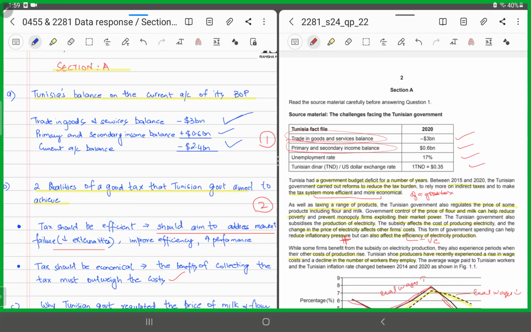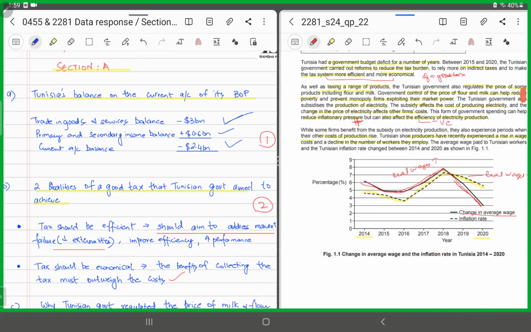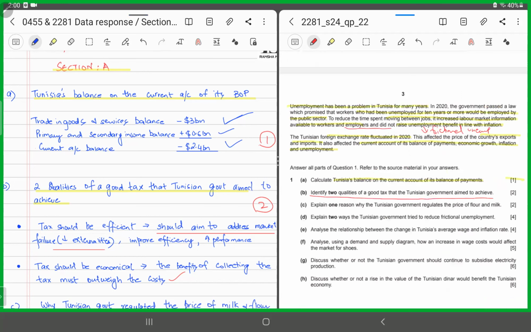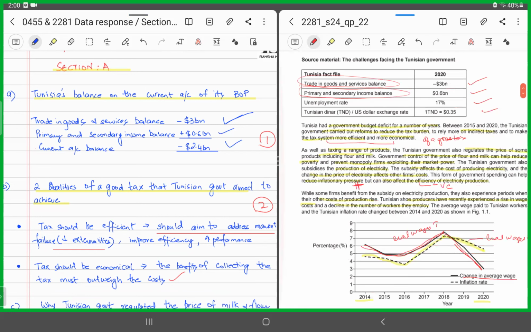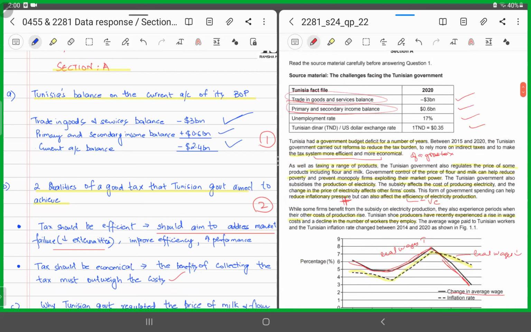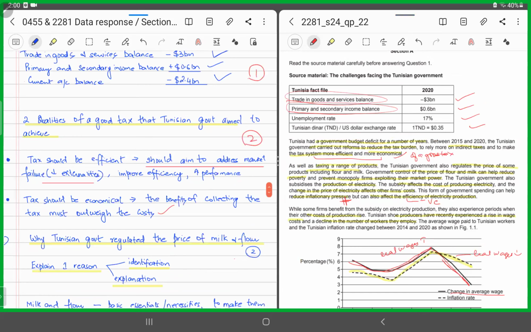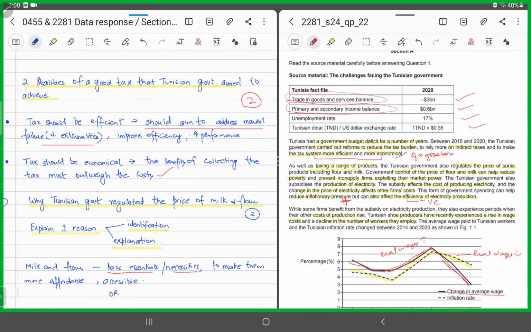All right. Part B. Part B says, identify 2 qualities of a good tax that the Tunisian government aimed to achieve. Any 2 qualities of a good tax. We had earlier identified the good qualities of a tax, which was to make the tax system more efficient and to make it more economical. So now we say the tax should be efficient, meaning that the tax should aim to address market failure, should aim to reduce the negative externalities, thereby improving efficiency and improving the overall performance.